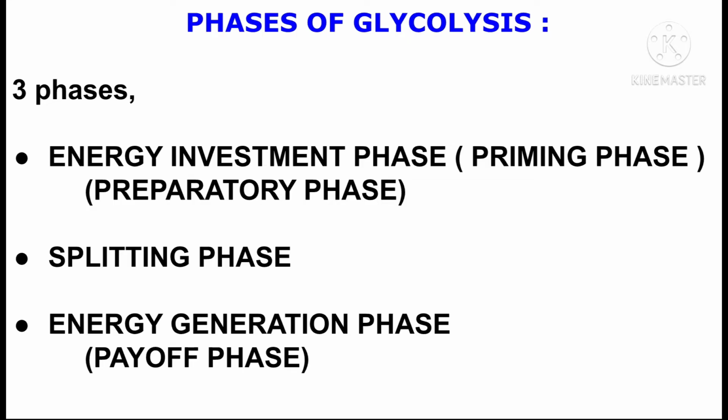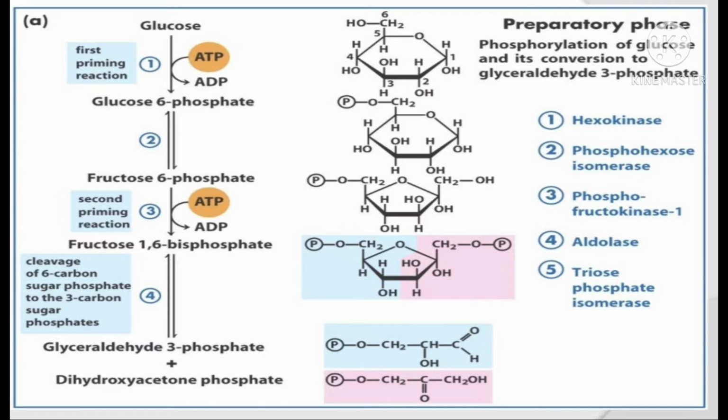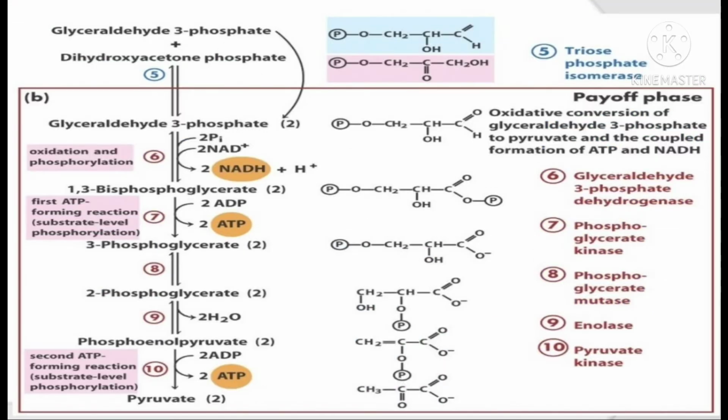Phases of glycolysis. There are 3 phases for glycolysis. The first phase is the energy investment phase, also called the priming phase or preparatory phase. The second is the splitting phase and the third is the energy generation phase or payoff phase. During the energy investment phase, ATP is used, while in the energy generation phase, ATP is synthesized. This is an overview of glycolysis. We will look into each step of glycolysis individually in detail, and the enzymes involved in those steps.